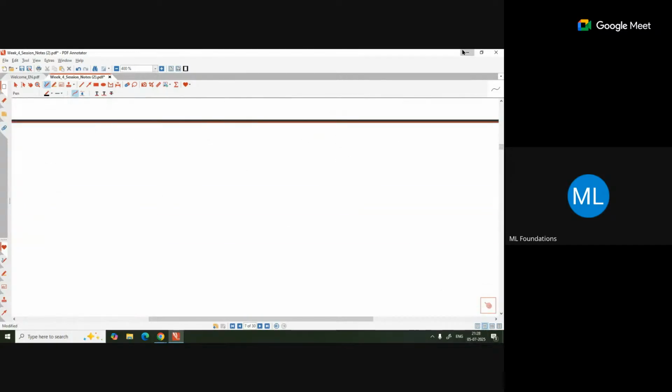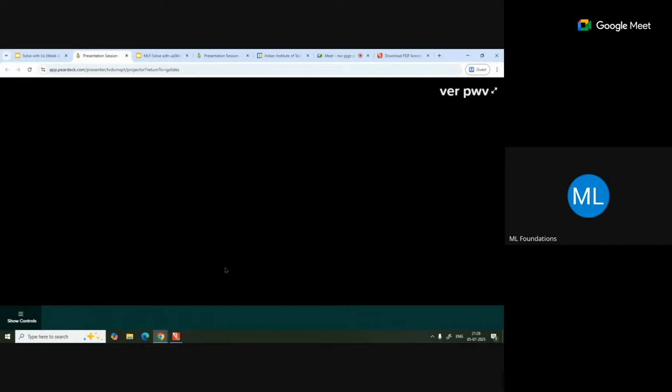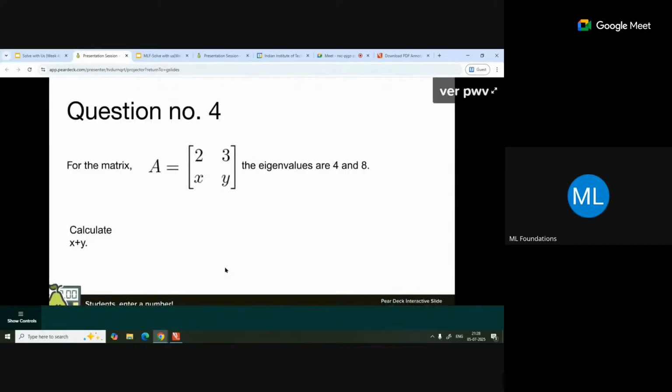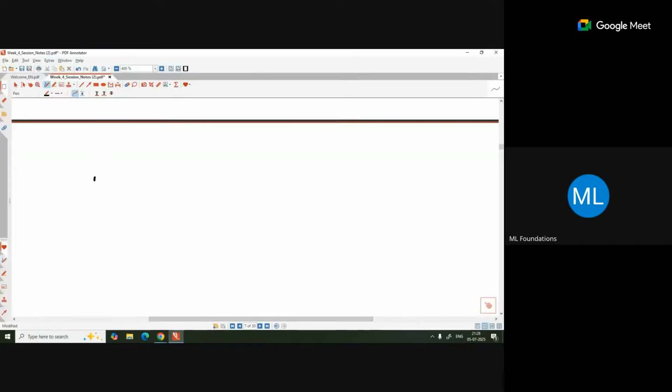Okay. Shall we go to the next question? For the matrix A, the eigenvalues are 4 and 8. Calculate x plus y. Okay, shall we solve this? It's a good question, and we will use some properties here. So what is the A matrix? 2, 3, x, y square. And what are the eigenvalues for this matrix?